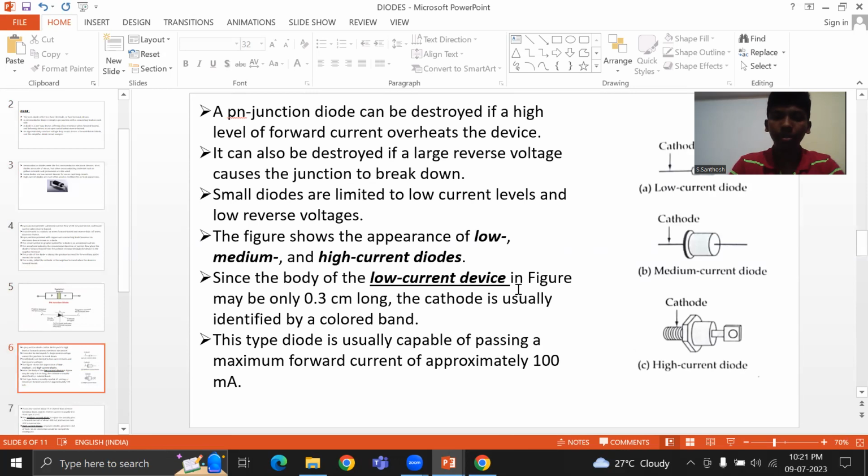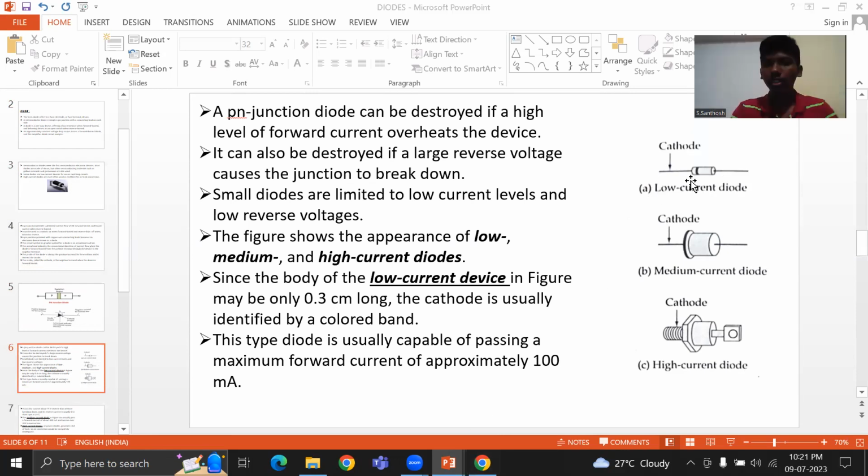And there are three types of these diodes, that is the low current, medium current, and high current diodes. So the low current diode is the one that you're seeing over here, which is shown as a small picture. And this black mark that you can see represents the cathode end, and the other one represents the anode. You can verify or find out the same thing with medium and high current diodes also, as mentioned in this image.